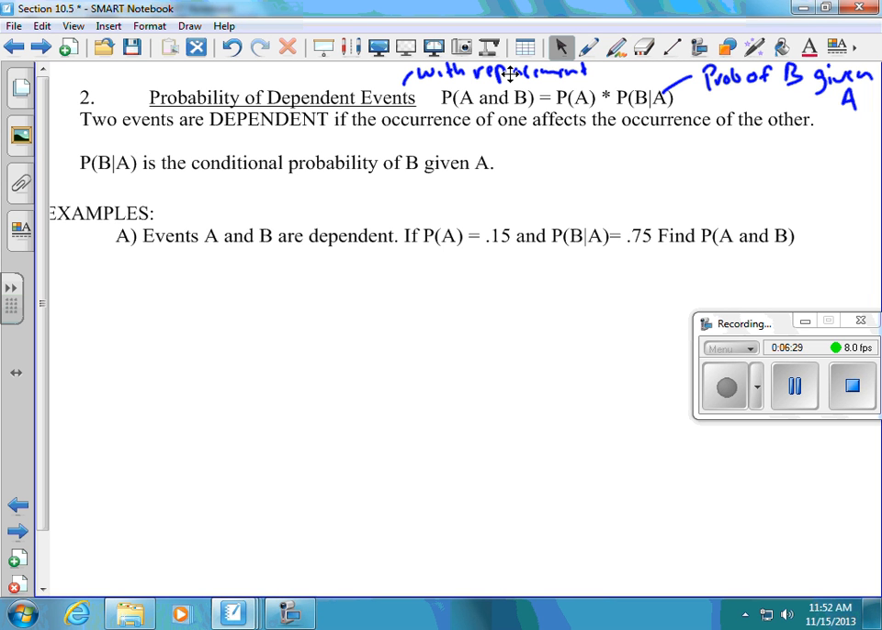Examples. Example A: events A and B are dependent. The probability of A is 0.15 and the probability of B given A is 0.75. Find the probability of A and B. So it's not like the last situation. We multiply the two together. It's just sometimes when we get to a real world type problem, it's a little trickier to find that probability of B given A. But we multiply them together. There's the basic one. If they just give you the numbers, 0.1125, you can approximate that as a fraction as well.